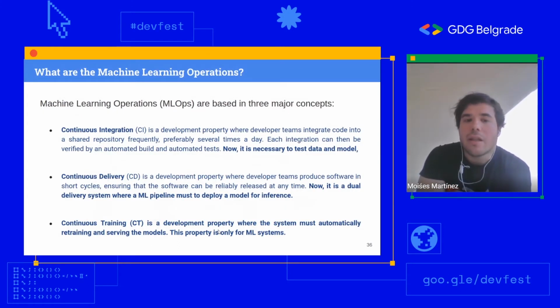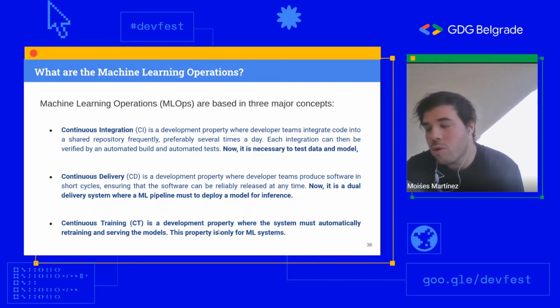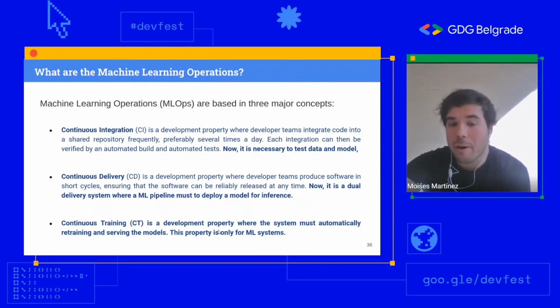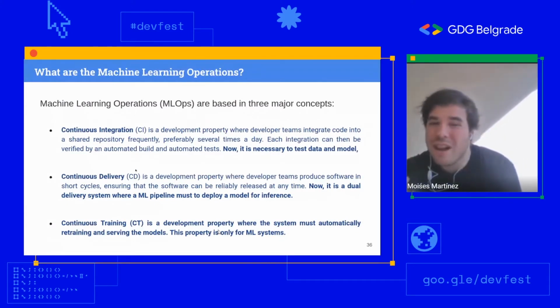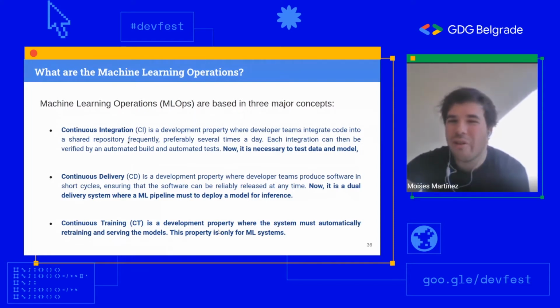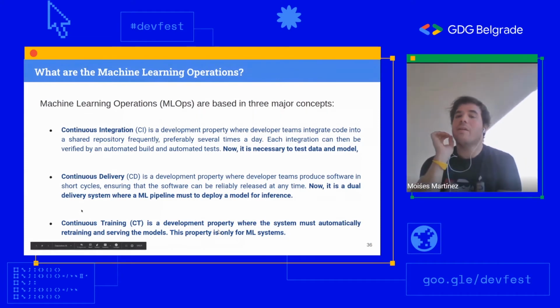And now we have the two properties that we saw in DevOps, but we introduced a new one, the thing that we call continuous training, which allows the system to automatically retrain and serve the model. And this special property is only for machine learning systems. But not only this, because we have some changes in continuous integration and continuous delivery. In continuous integration, now we have to test the data and the model, not only the source, and in continuous delivery, we have to deliver the machine learning pipeline, the process that we use to generate this continuous training.